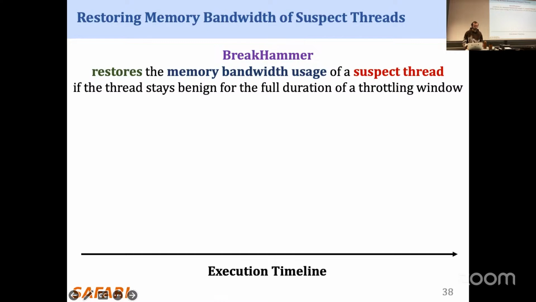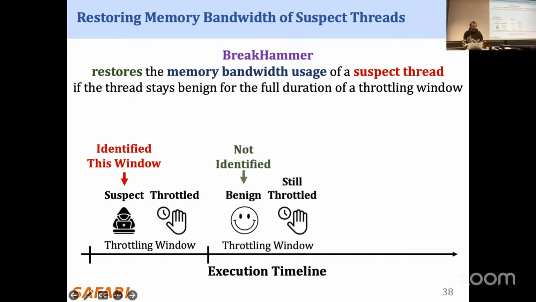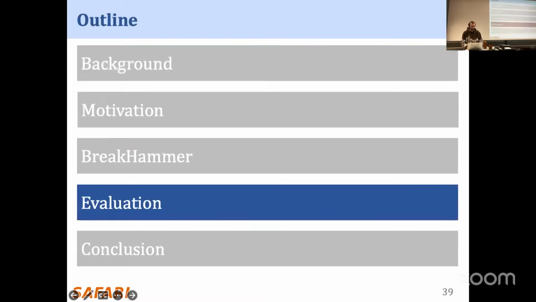Here I show an example on the bottom part of the slide where our thread is identified as a suspect in the first throttling window, and we throttle its memory bandwidth. In the next throttling window, the thread stays benign and does not get detected. BreakHammer still throttles this thread for this throttling window, and at the end of the throttling window, because the thread stayed benign, the memory bandwidth usage of our thread is restored, and the thread continues execution without any memory bandwidth quotas. Now I'll continue with the evaluation of BreakHammer.